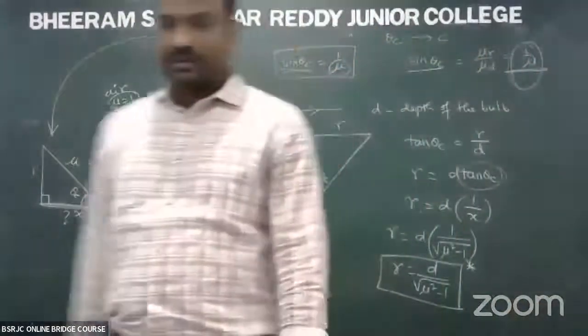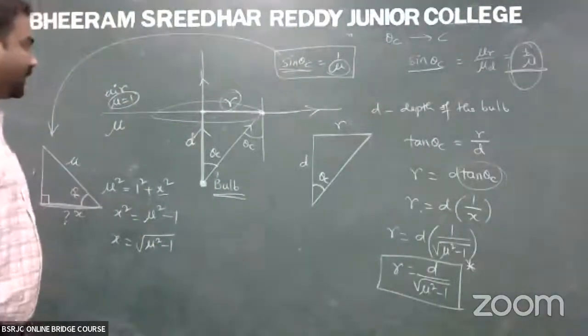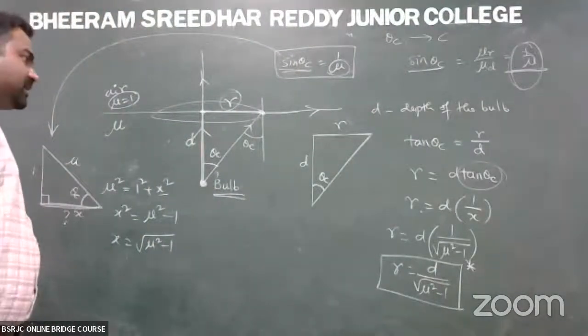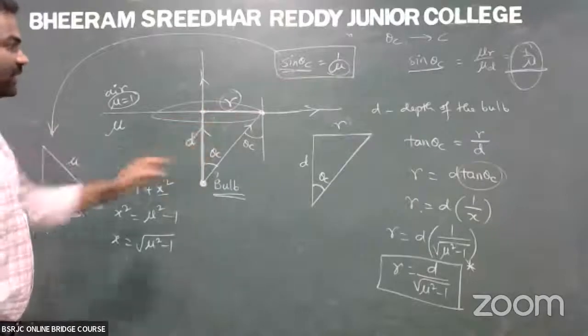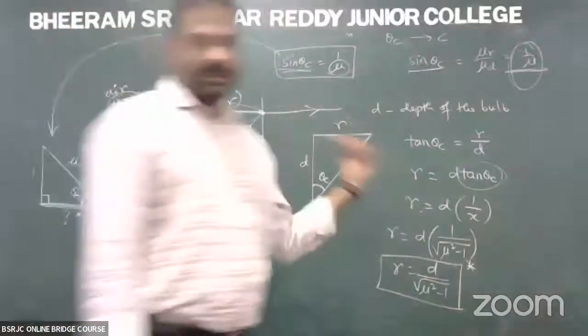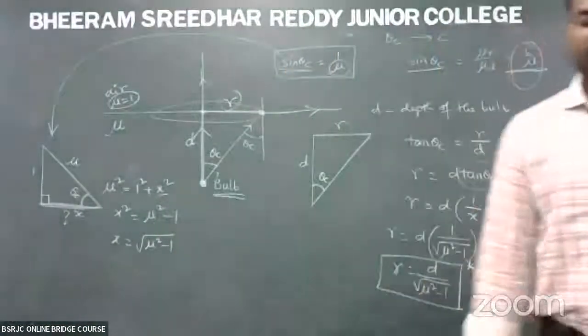R by D is equal to 1 by X. Yes, you can write it. R by D is equal to 1 by X also. You can write it. You can compare both the triangles.